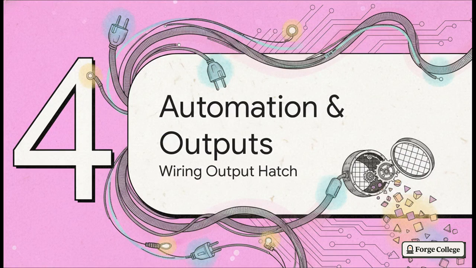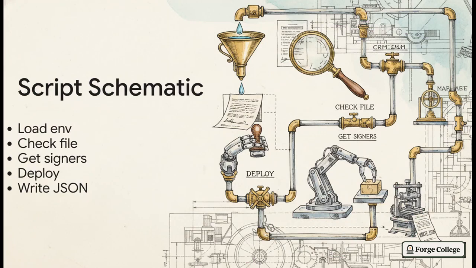Okay, section 4, automation and outputs. Let's wire up the output hatch. With the safety valve installed, we need to wire up the output hatch for downstream pipelines. Here's the script schematic. First, load your environment variables using .env. Second, check that local record file to ensure idempotency. Third, grab your transaction signers. Fourth, deploy, but, only if you actually need to. And fifth, write the updated record and print out a JSON summary.